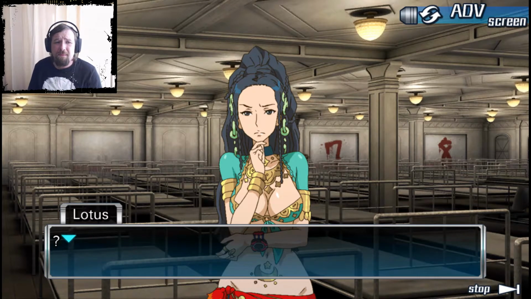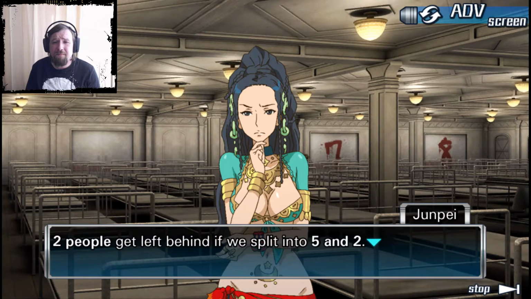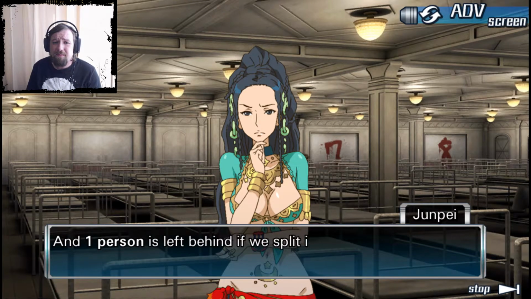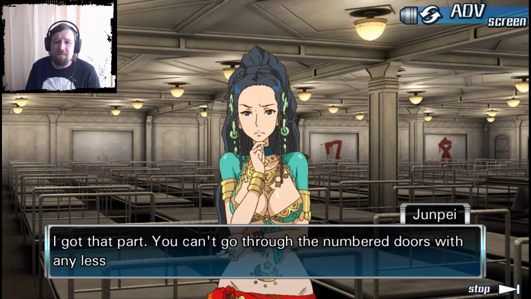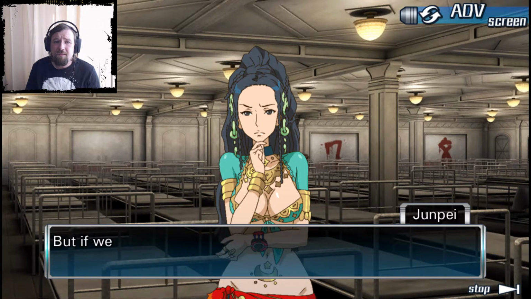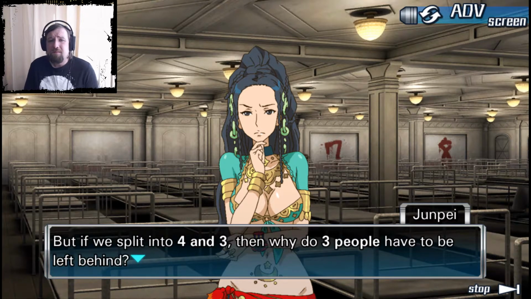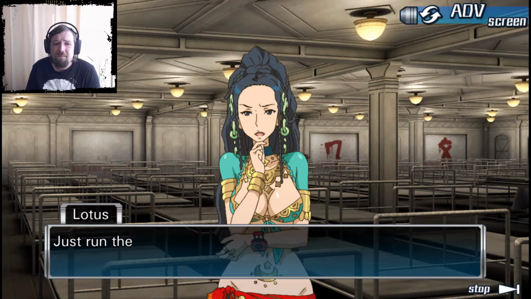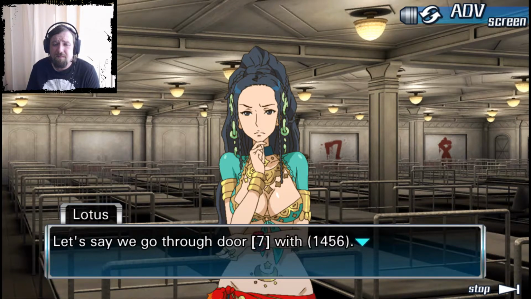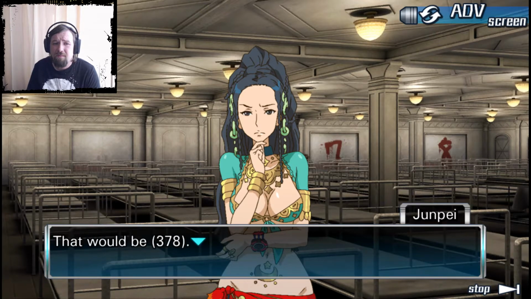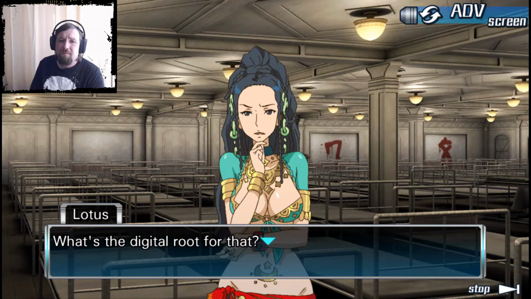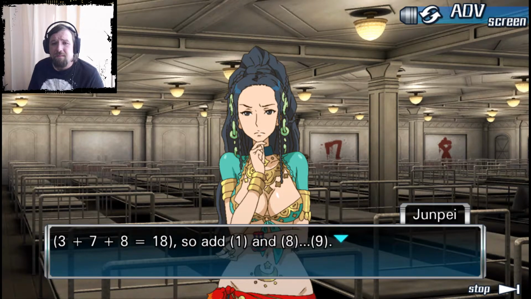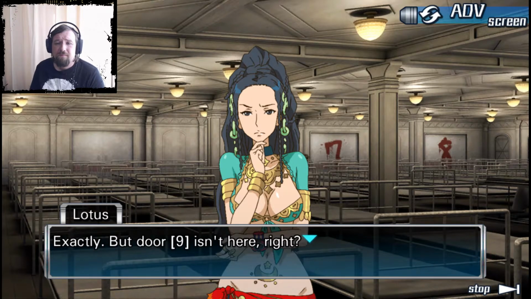Wait a minute. 2 people get left behind if we split into 5 and 2, and 1 person is left behind if we split into 3, 3, and 1. I got that part. You can't go through the numbered doors with any less than 3 people. But if we split into 4 and 3, then why do 3 people have to be left behind? Just run the numbers. Let's say we go through door 7 with 1, 4, 5, 6. Who's left over? That would be 3, 7, 8. What's the digital root for that? 3 plus 7 plus 8 is 18, so add 1, 8, 9. Exactly. But door 9 isn't here, right?